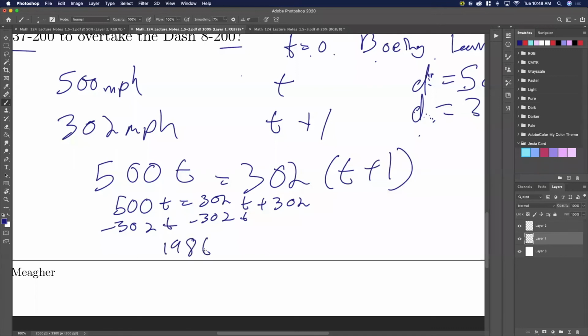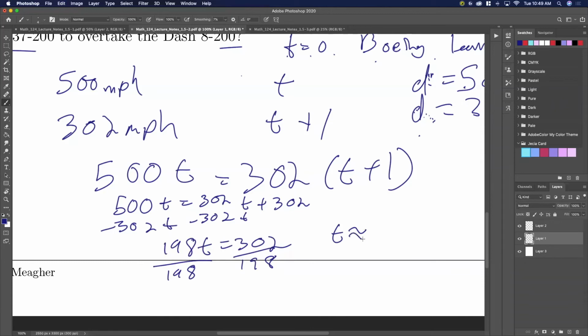198t equals 302. And then I just divide this out. So 198 cancels 198. That means t is equal to, oh, whatever that awful number is. Let's figure out what that awful number is real quick. All right, let me just type that in. Let me just chunk this through a calculator.